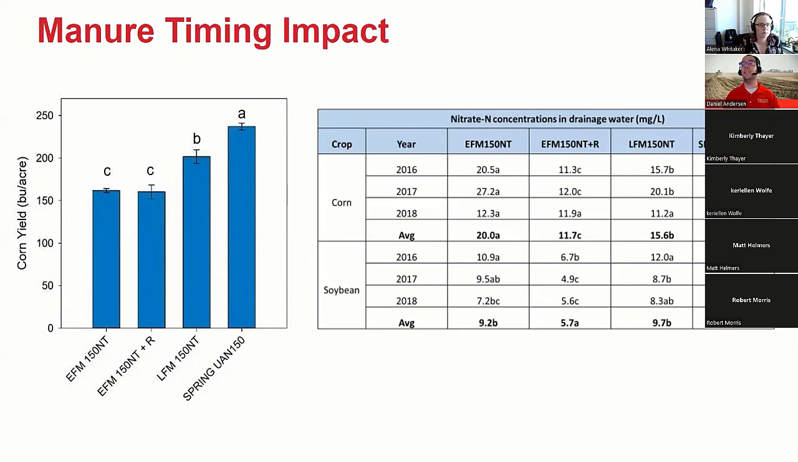And this first year, we saw roughly the same amount of corn growth, our corn yield in both the spring and the fall manure. And that makes sense. Last year at Nashua was really dry. We didn't see much tile drainage at all. It was roughly an inch, so we didn't have much nitrogen loss, and it made timing a little less significant.